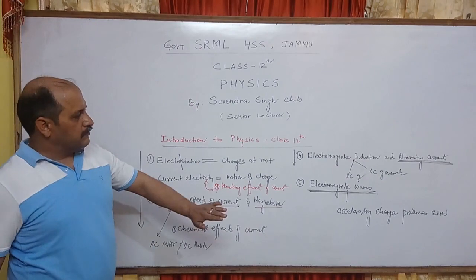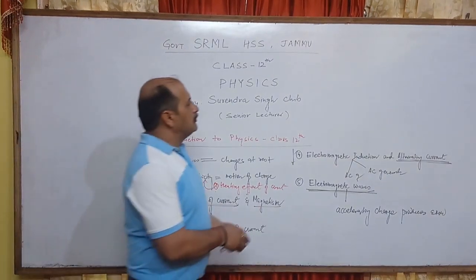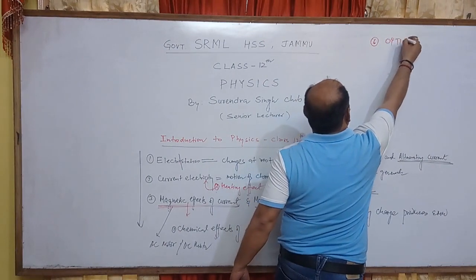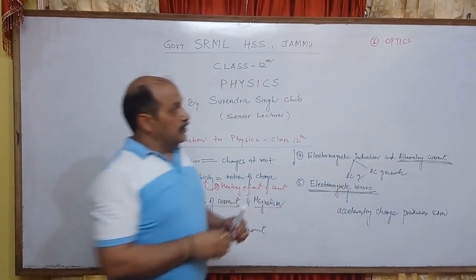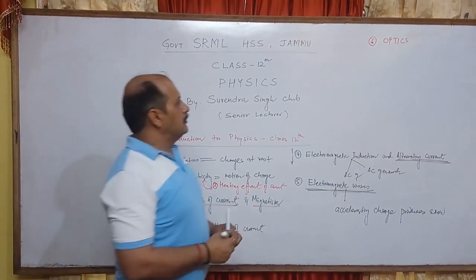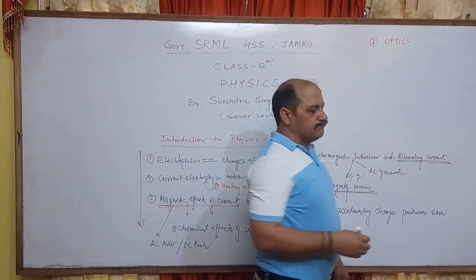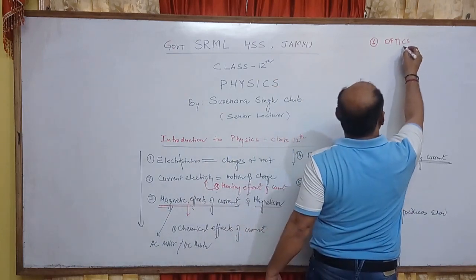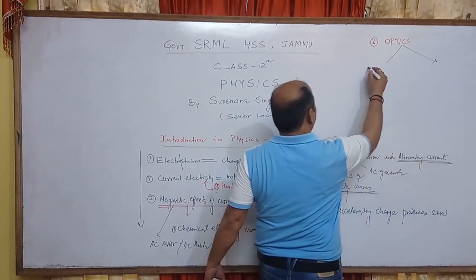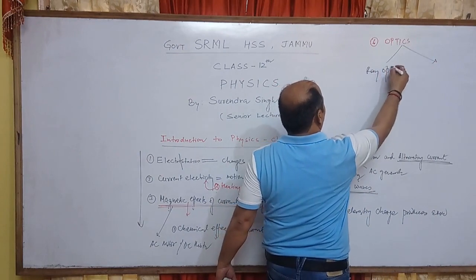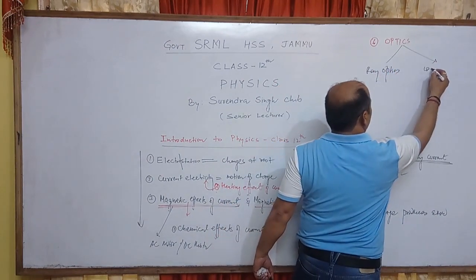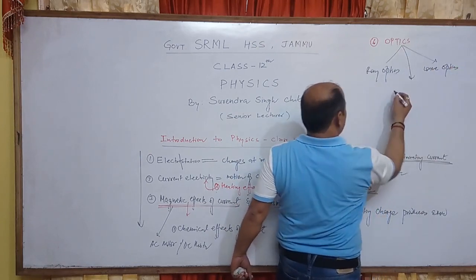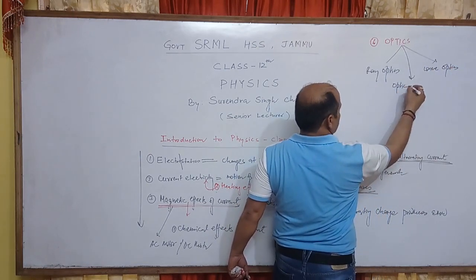systematic units. Then comes a very simple one, optics. The 6th one is optics. It's a big unit, very big unit. Takes a lot of time. Half of the part is simple and half is a little bit difficult. It has 2 things, in fact 3: ray optics and wave optics, and in between we can say optical instruments.